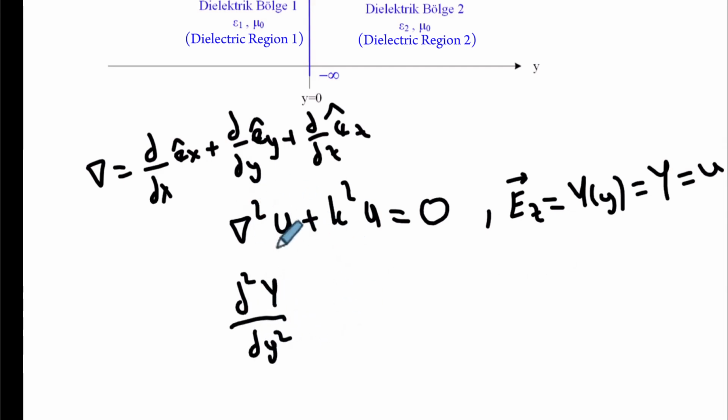Friends, I'm done with that part. Then k squared u. Which u? It is again dependent on y. I say it equals 0.